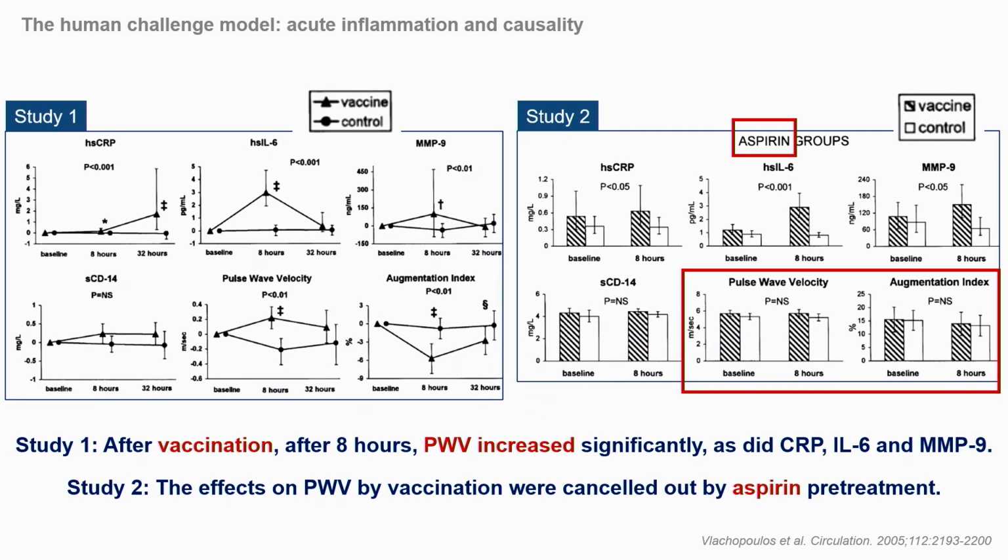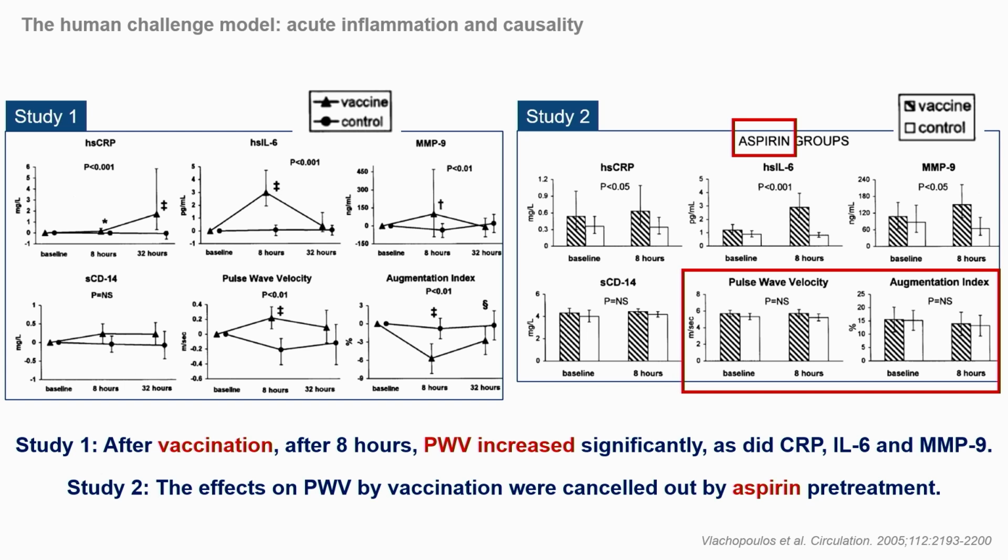So this is a result. In study one, just 8 hours after vaccination, the aortic stiffness measured by pulse wave velocity and the augmentation index increased significantly, as did the inflammatory markers CRP, interleukin-1, and MMP9.